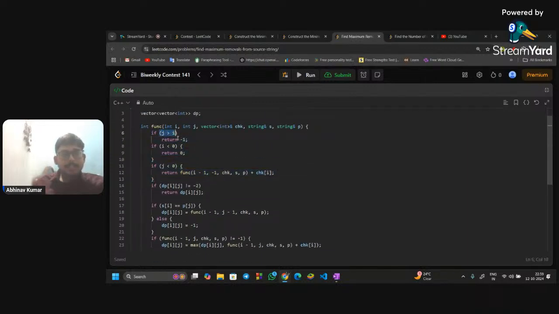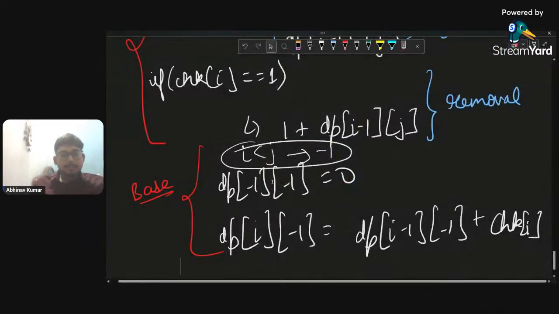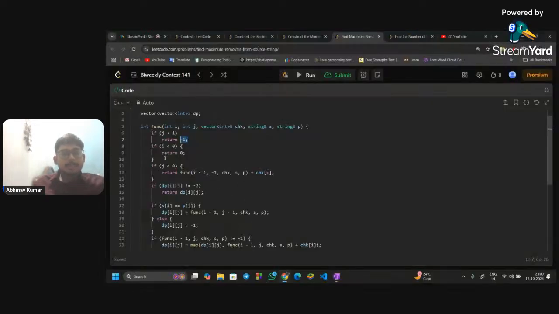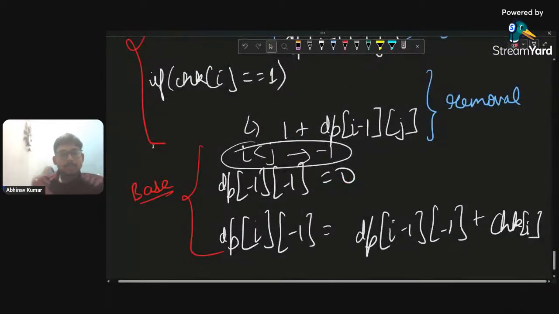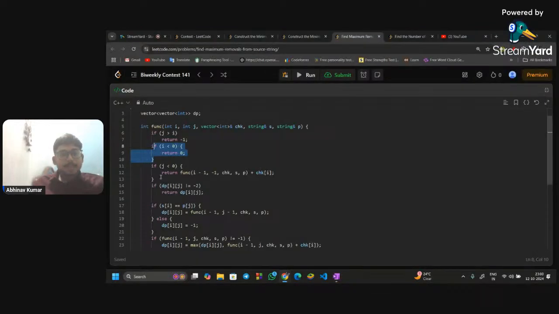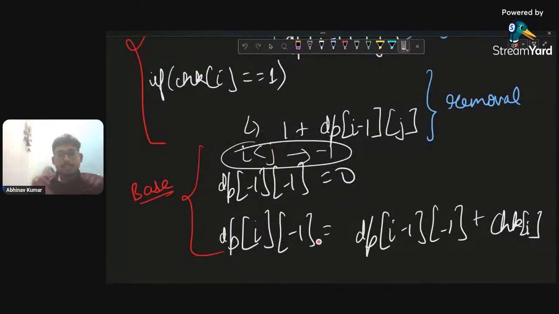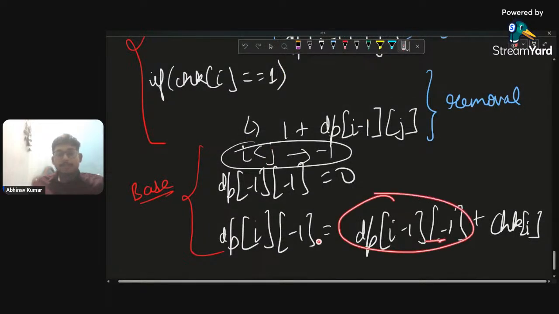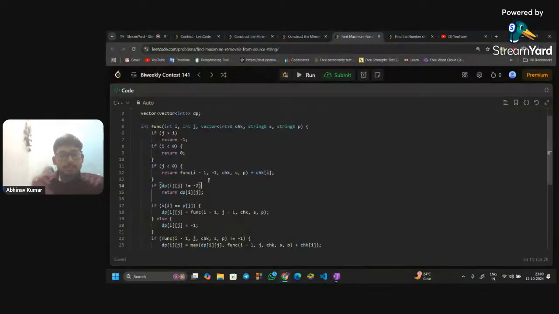If j is greater than i, I return -1. This was one base case that I wrote. Then if i is less than 0, I return 0. And if j is less than 0, basically when j is -1, then I wrote func of i-1 plus check[i]. Okay, so these are the base cases that I wrote.